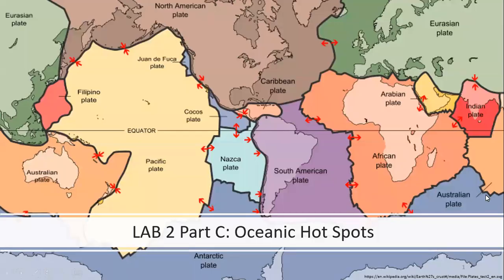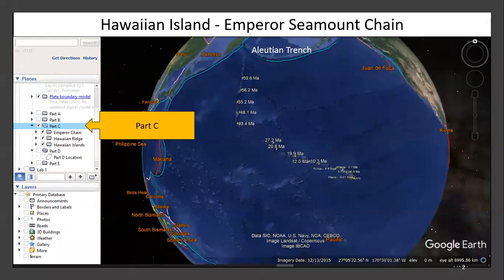Hello, and welcome to Lab 2, Part C, Oceanic Hotspots. For Part C of your lab section, we will be using Google Earth. To begin, turn on Layer Part C and turn off Layer Part B.